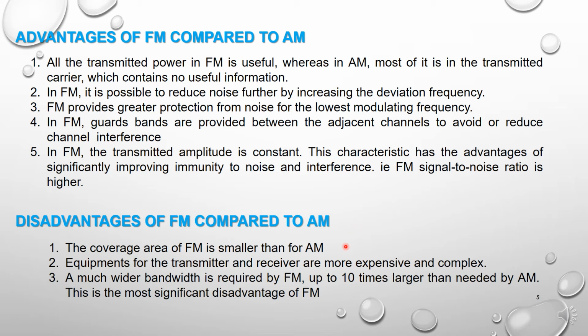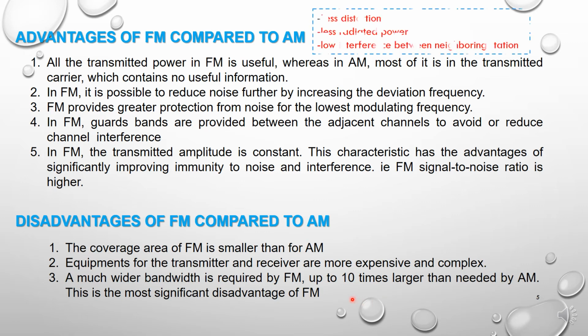And the next part is the disadvantages of FM compared to AM. The first one, the coverage area is smaller than AM. Secondly, equipment for transmitter and receiver is more expensive and complex. And thirdly, a much wider bandwidth is required by FM, which is up to 10 times larger than needed by AM. This is the most significant disadvantage of FM.